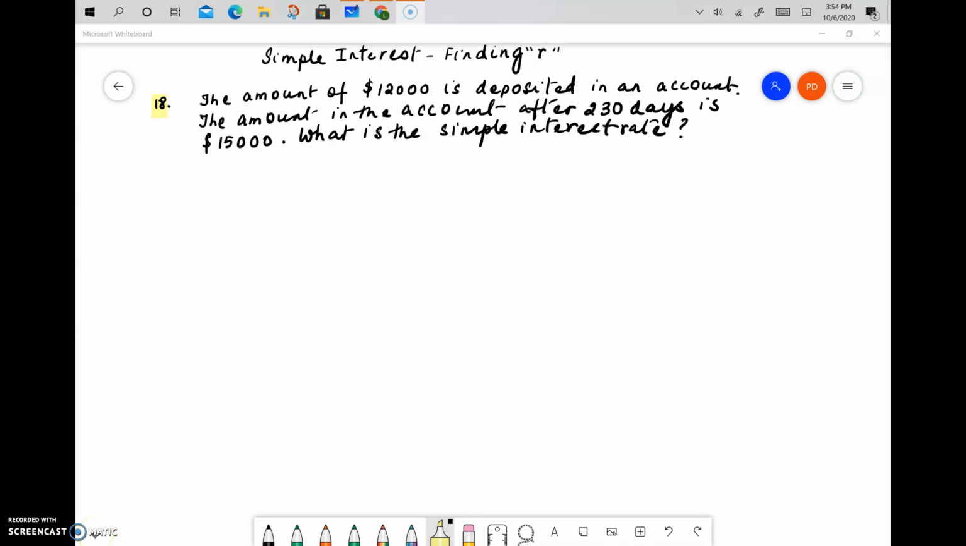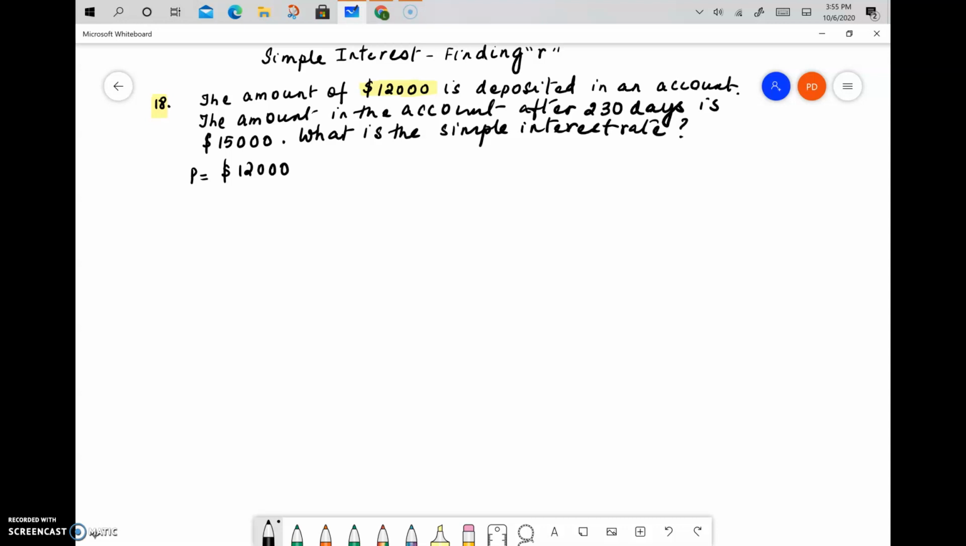As always, let's read the question first. The amount of $12,000 is deposited in an account. The minute we see that it's deposited in an account right now, that becomes the present value of money, or the principal P, which is $12,000. So right now we have $12,000.